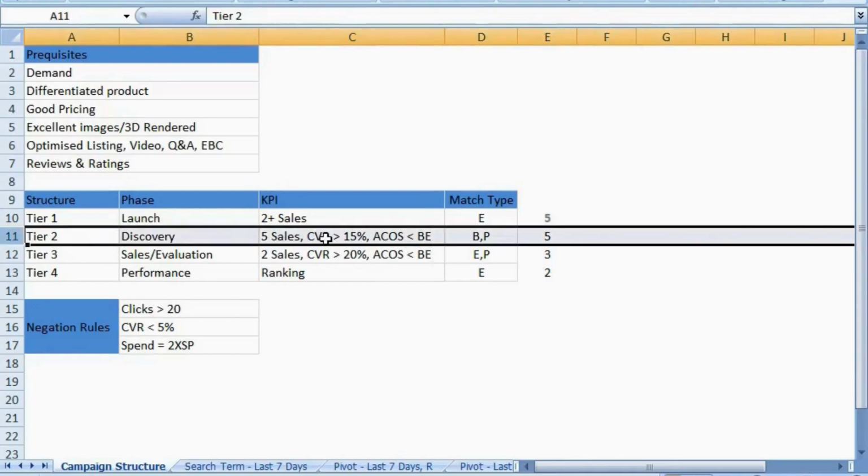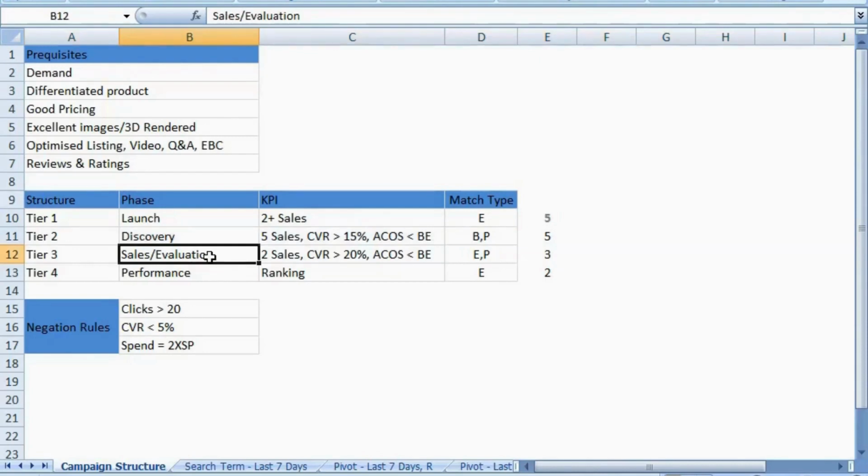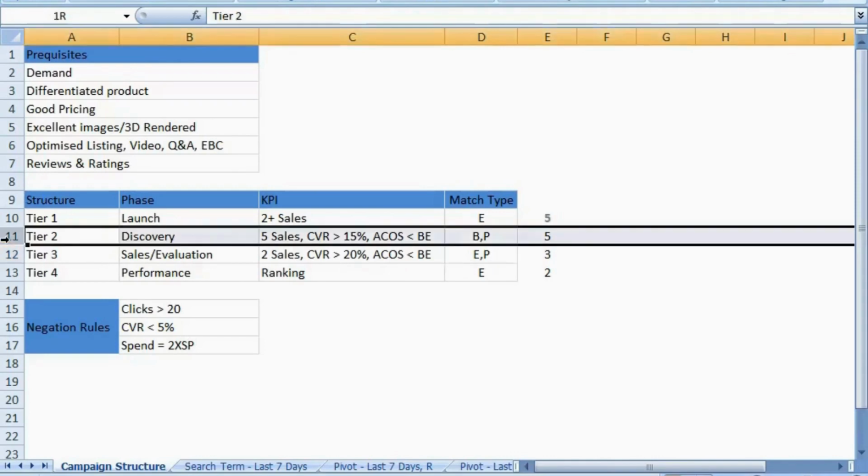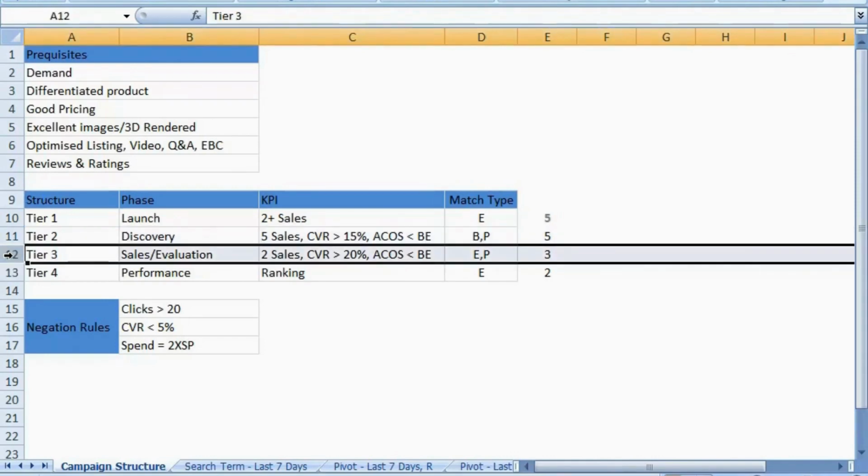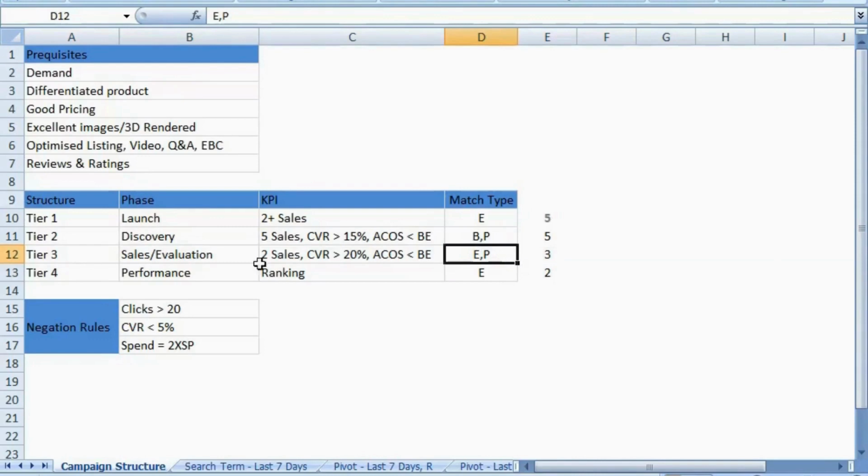Now let's say after a few days you also see search terms which have given you 5 plus sales, your ACOS is under your break even range, and your conversion ratio is also as per this KPI sheet. Now you're going to further evaluate these keywords or search terms. You identified a couple of search terms which are qualifying these KPIs. You're going to initiate exact match and phrase match campaigns. So technically you are transitioning those search terms from tier 2 to tier 3, isn't it? Now in tier 3, for those search terms you're going to run an exact match and a phrase match campaign.